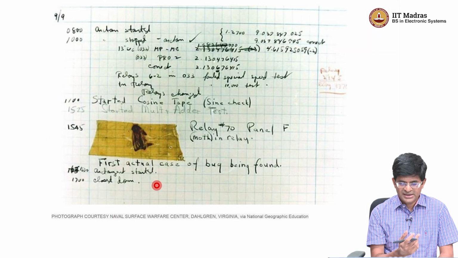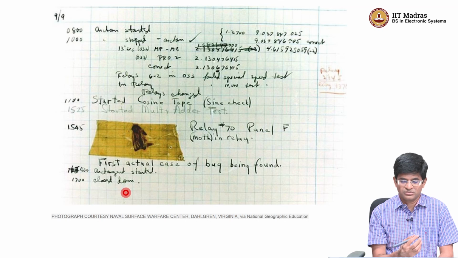Now, this is an interesting picture. It's basically literally the first reported use of the word computer bug, right? This was a logbook by Admiral Grace Hopper, who has been credited with at least popularizing the term bug. Although this was literally a bug that was found inside a computer.